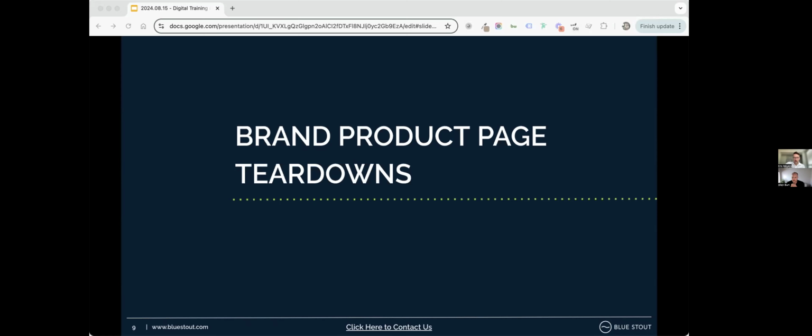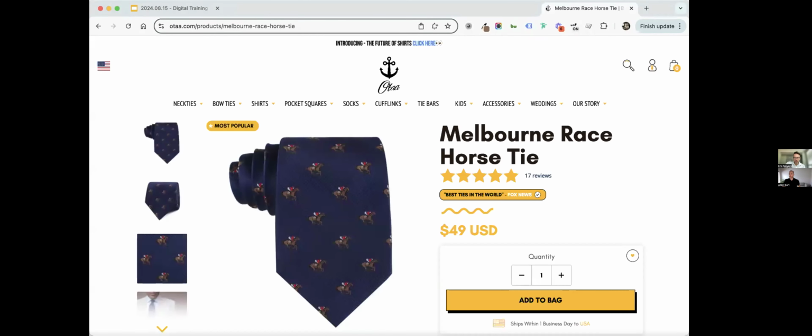The first one is going to be, let me pull this over. So these guys, I don't even know how to pronounce it, OTAA or OTA. It's a tie company. I was recently shopping for a tie for a wedding, so I came across this site and thought they had some neat stuff going on. So I thought they'd be a fun candidate to take a look at for their product page.